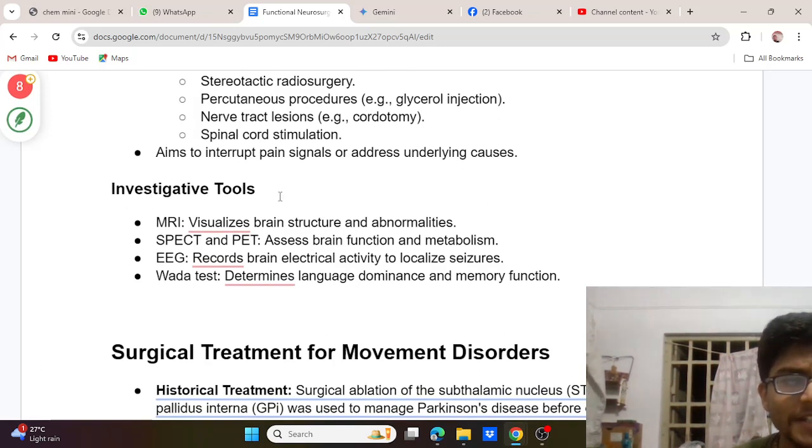Then what are the investigative tools which we use for assessing the condition of these? That is MRI, which visualizes the brain structure and abnormalities. SPECT or PET, which assesses the brain function and metabolism. EEG, that will assess the electrical activity in the brain to localize the seizures. And WADA test, that will help us in determining language dominance and memory function.